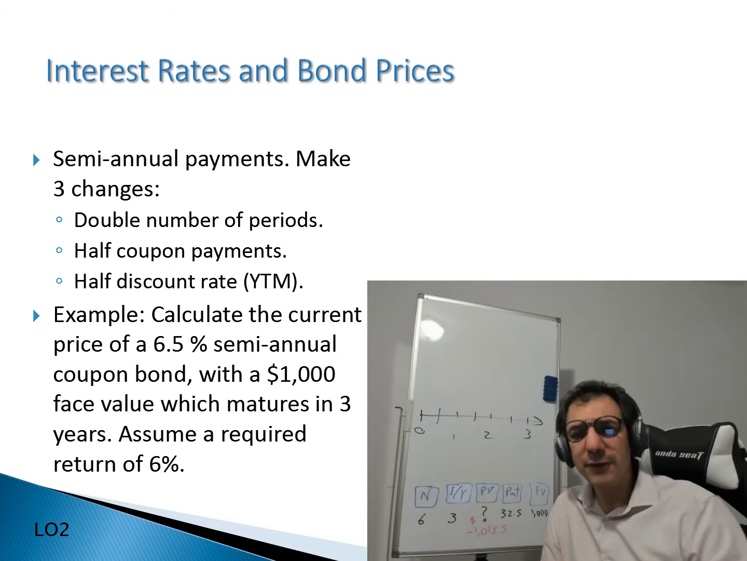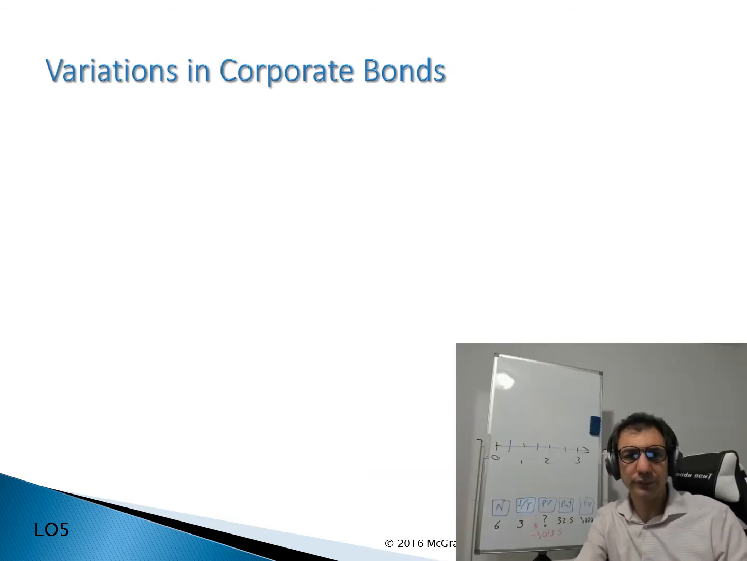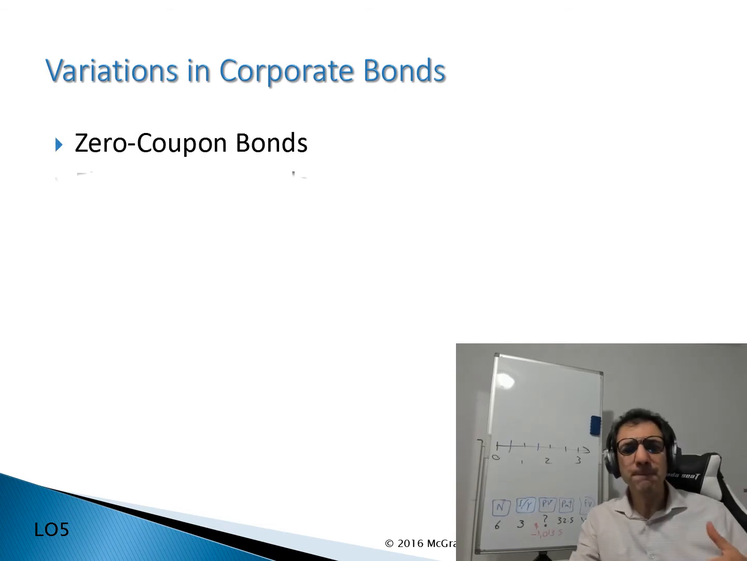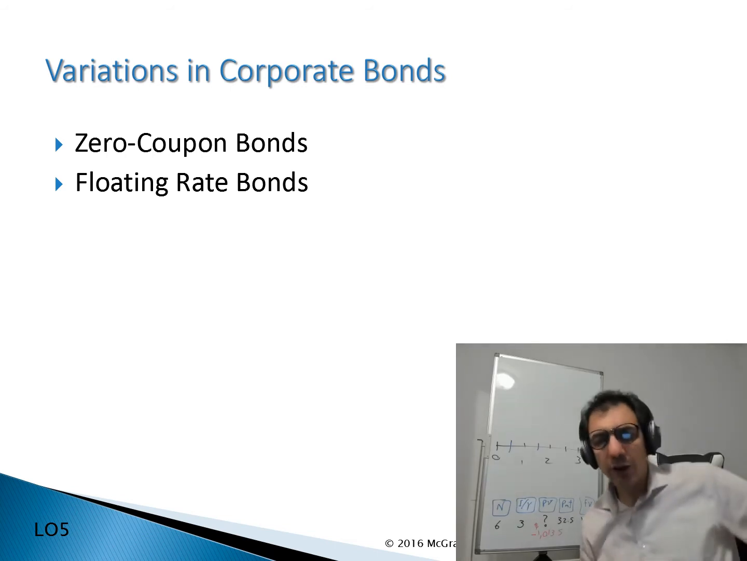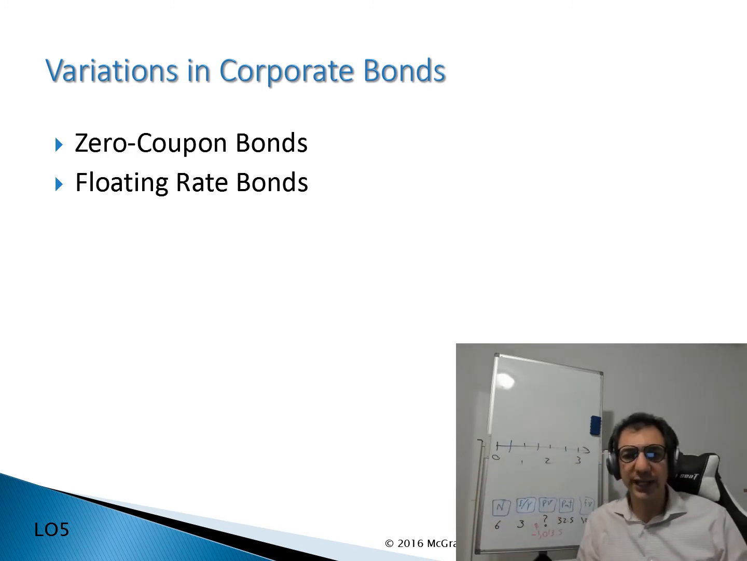Now let's talk about some features of different corporate bonds. We talked about something called straight bonds. But the bonds might be zero coupon bonds. What are zero coupon bonds? Some of the bonds don't have any coupon payment, and you just receive a lump sum at the end of the expiry date. If that's the case, we call that a zero coupon bond.